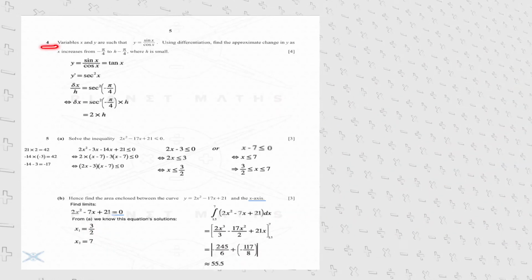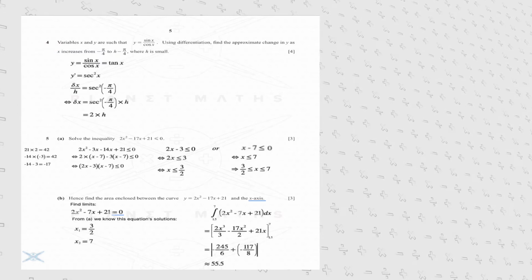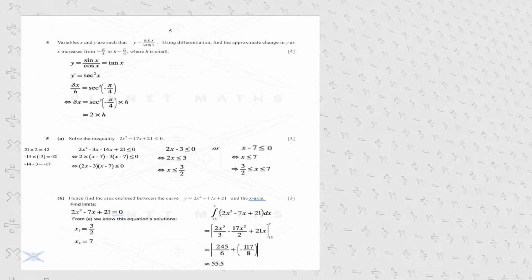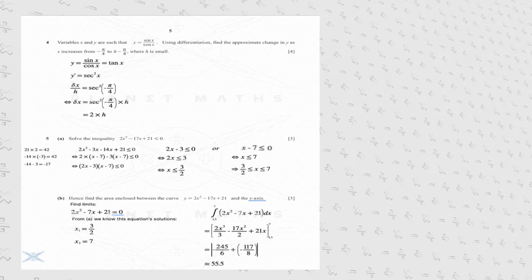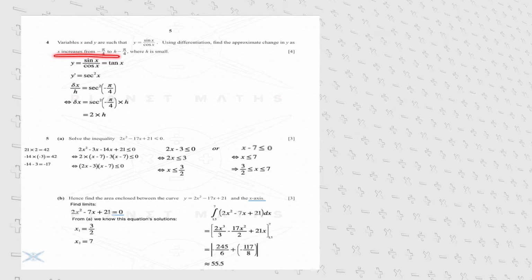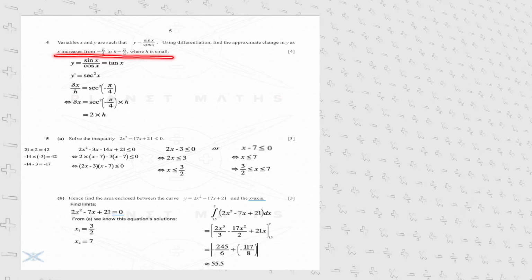Moving on to exercise 4, where it is stated that variables x and y are such that y equals sine x over cosine x, and using differentiation we should find the approximate change in y as x increases from negative pi quarters to h minus pi quarters, where h is small.